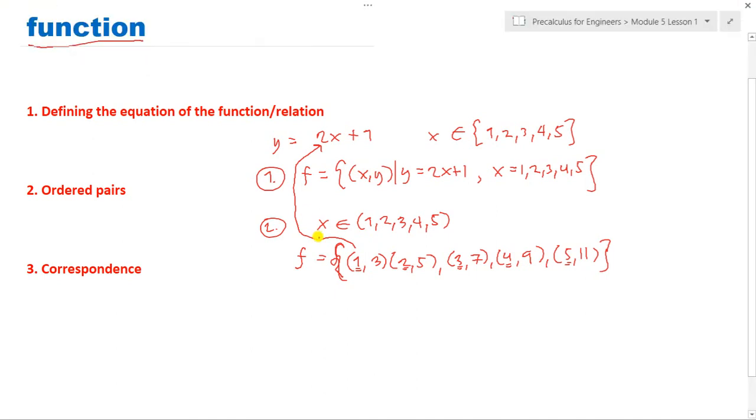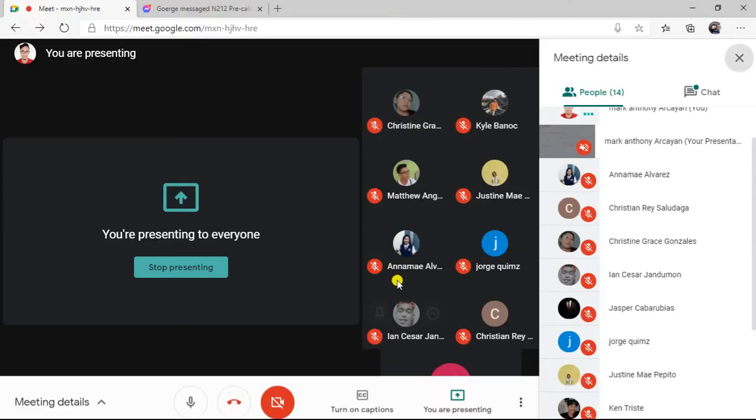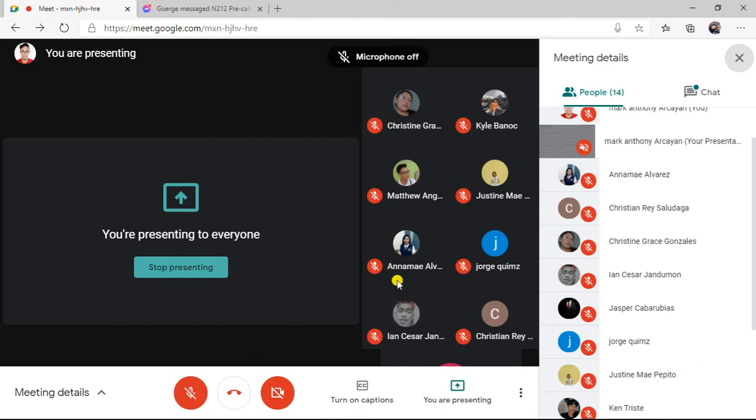And then class, can we consider this one as a relation or not? Since you told me that this is a function, can we consider this one as a relation? Is it yes or no? Why? Yes! Why yes?